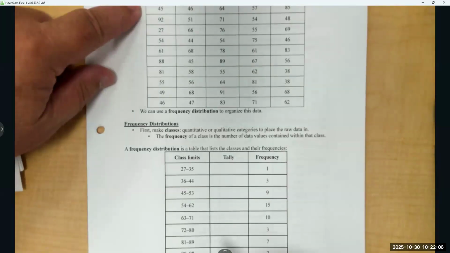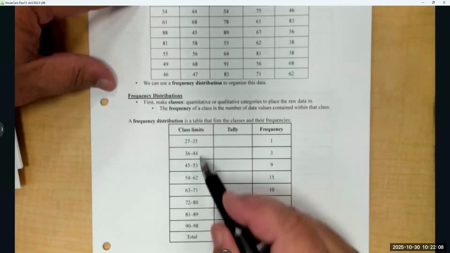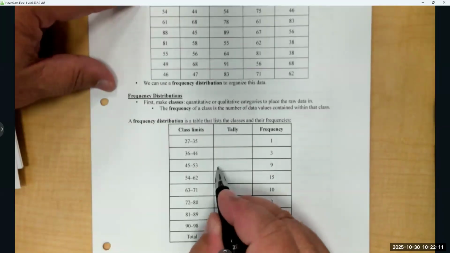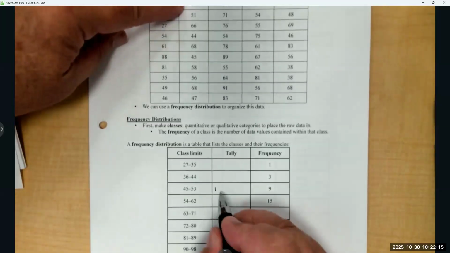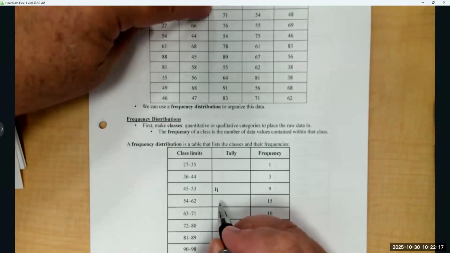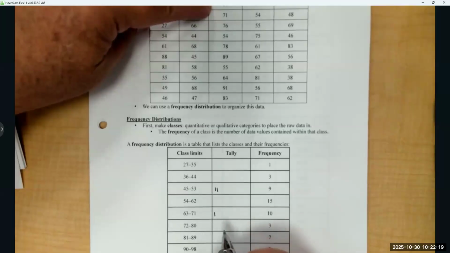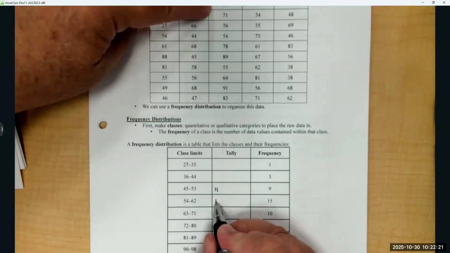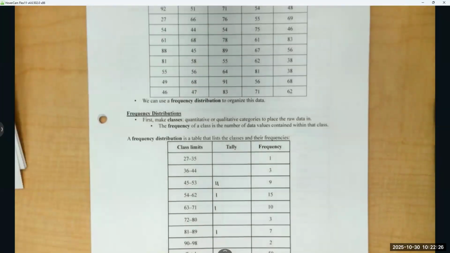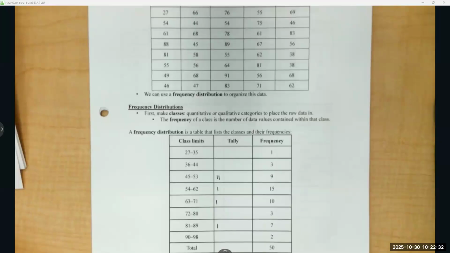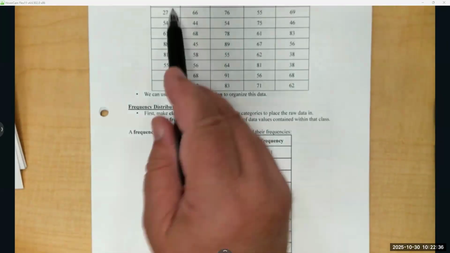Start with the first one, 45. Where does it go? In this one. So I put a hash mark there. The next one is 46. It goes right next to it. Then 64, which is two more columns down, and so on and so forth. Because if you get stopped, then you just count how many hash marks you have, and that's how many things you finished.